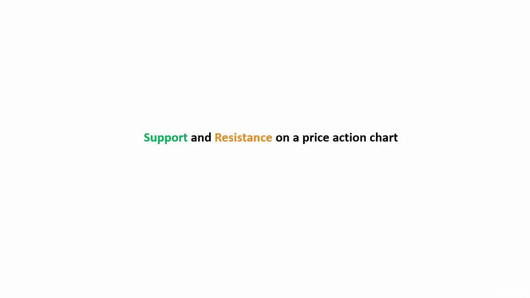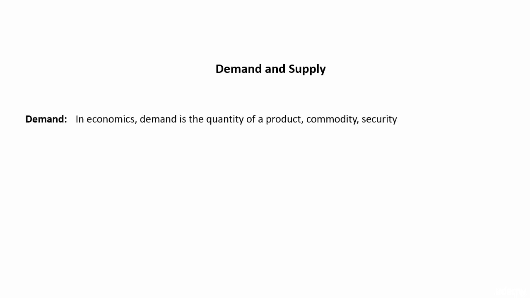So in this lecture, I will give you a brief explanation about understanding demand and supply on a price action chart. So let's discuss what demand and supply really mean, which are the main forces to execute the market. Demand in economics is the quantity of a product, commodity, security or a service that people are willing to buy at a certain price. For example, when you want to buy a jar of milk for $5, then you have created the demand for milk to be sold at the price of $5.